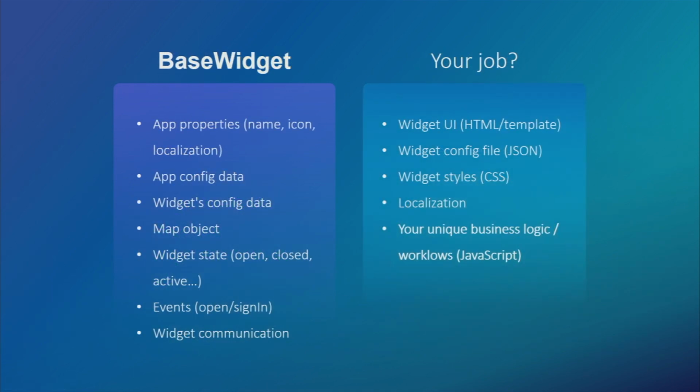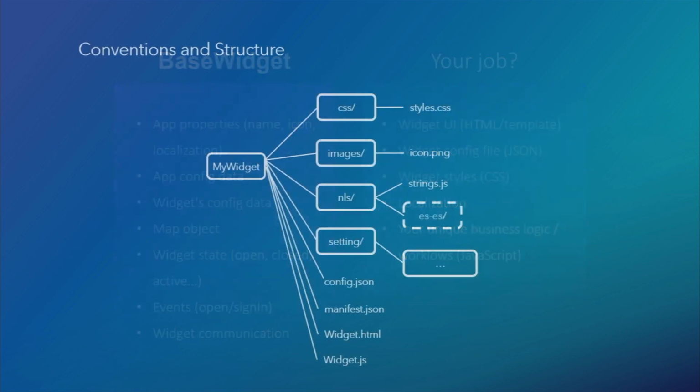So base widget, in addition to those lifecycle methods that I was just talking about, gives you app properties. It gives you the app's config through this.config. It gives you access to the map object through this.map. It gives you state, events, and so on. So you have access to a lot of stuff, and that's the idea that Web AppBuilder brings to your development process. And so you can focus on your job as the developer to build all these events and things together into your UI with your business logic and your workflows, and maybe defining out the widget settings, and of course making sure your UI is properly translated through localization if you need that.